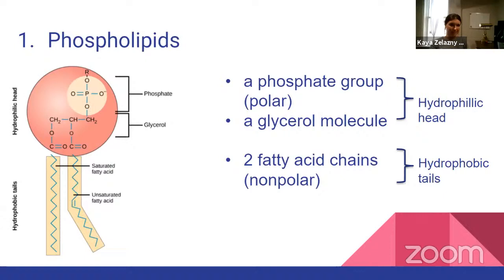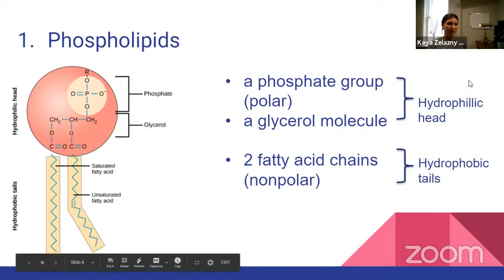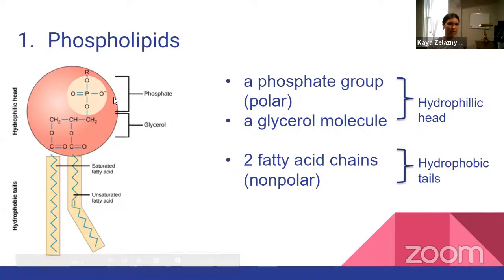So a phospholipid is a lipid, right? But it has this special quality where it's amphipathic, right? Because it has a polar head that's hydrophilic, attracted to water. And it has a hydrophobic tail. So it has 2 non-polar fatty acid tails, right? This hydrocarbon part, these fatty acid tails, are what makes it part of the lipid group, right? All this carbon and hydrogen. Okay. And these are on opposite ends of the molecule.